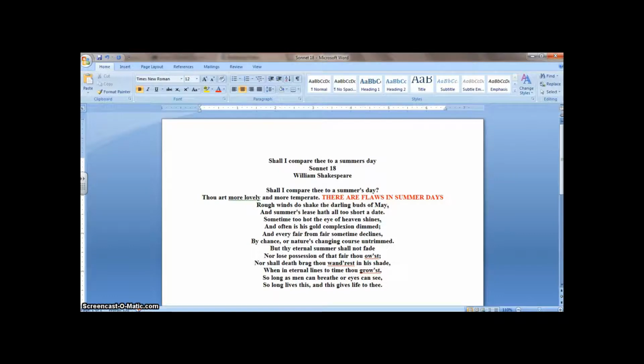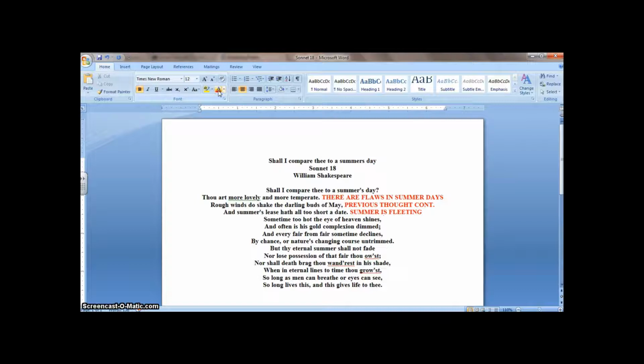"Rough winds do shake the darling buds of May." So that's kind of like the previous, darn it all, here we go, red. Previous thought, and I'm just going to abbreviate, continued, is what I would write. "And summer's lease hath all too short a date." I think we can all agree that summer is fleeting. Don't we look forward to that every year? But then it goes away so fast.